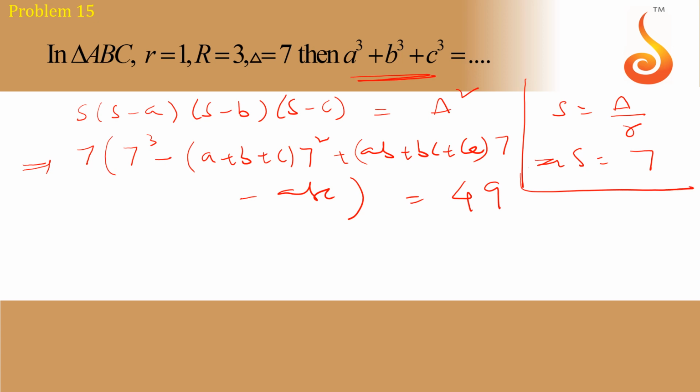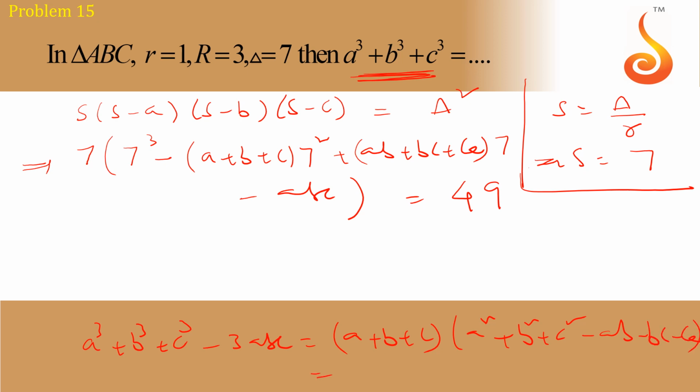Now your requirement is a cube plus b cube plus c cube. So can I say a cube plus b cube plus c cube minus 3abc equals (a plus b plus c) into (a square plus b square plus c square minus ab minus bc minus ca). This is the formula I will use to get this value. So I need the abc value, the a plus b plus c value, which is 2s, and s we already know. So I need the a square plus b square plus c square value, and if I take minus common, ab plus bc plus ca. Very simple now.